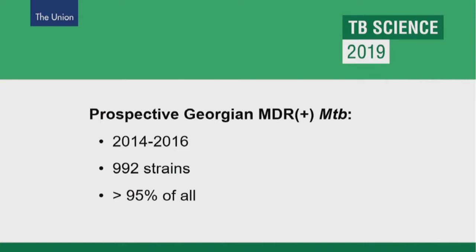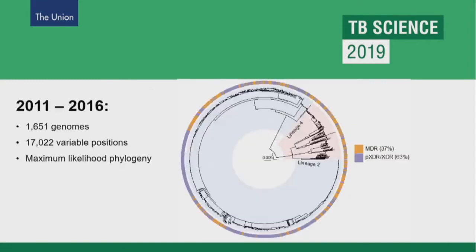First thing we did, then, we pooled all the MDR data we had of the 6 years. So it's about 1,600 genomes shown here, 2011 to 16. And what is actually striking, if you look at the proportion of the pre-XDR and XDR, it's almost 2/3. So essentially that means that the so-called MDR epidemic in the country of Georgia is actually a pre-XDR/XDR epidemic, obviously showing that it is a big problem.